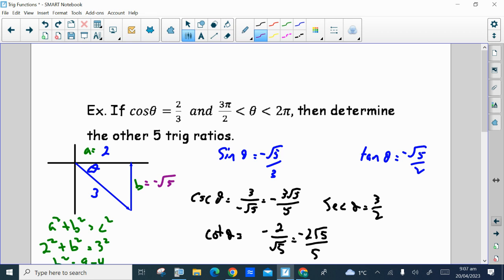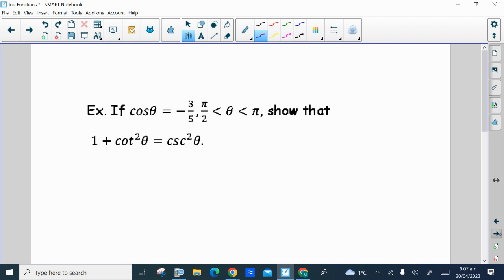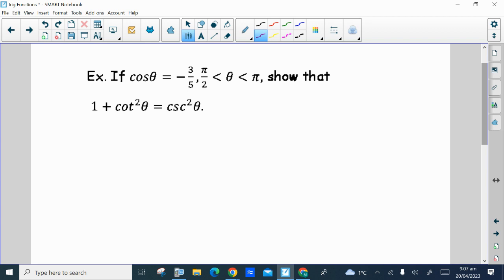No, because we were asked to state the secant. That's what we're looking for. So we just use that to get the secant. Silly Ben.